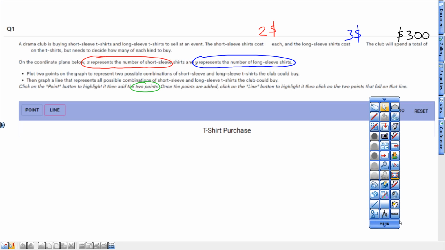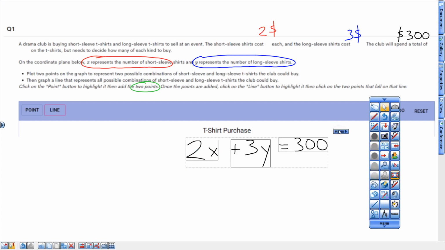All right, first one has you write short sleeve shirt. They tell you that short sleeve is X. They tell you that long sleeve is Y. They tell you to graph this using only 2 points. The equation I'm going to put together is $2 for every short sleeve X plus $3 for every long sleeve Y equal to 300. That's going to be the equation that I'm going to use to graph using the X and Y intercept.